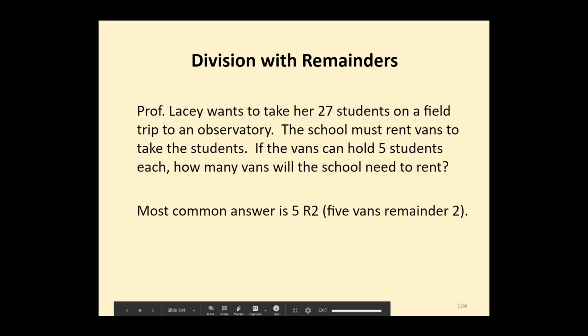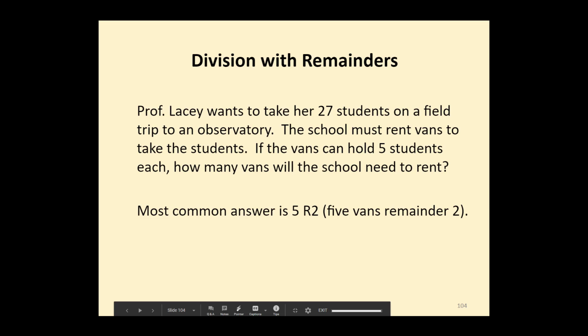Now, the most common answer for students to give is 5 remainder 2. That answer is correct if this were a naked number problem. However, in context, it is nonsensical because that would mean that the 2 students would not be able to attend the field trip. They would get left behind.